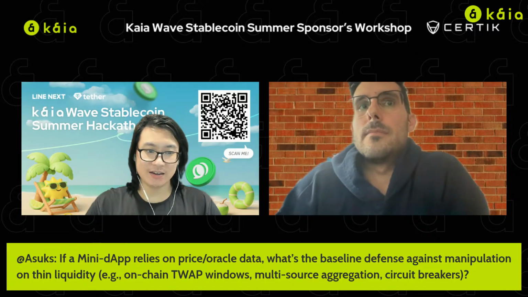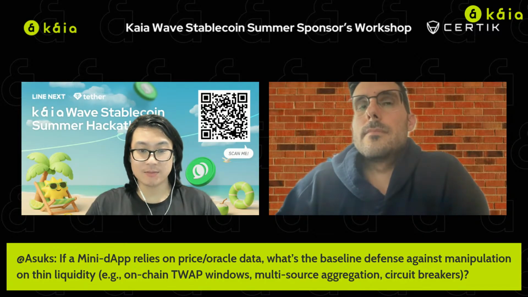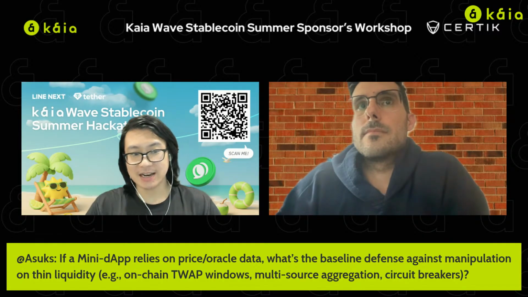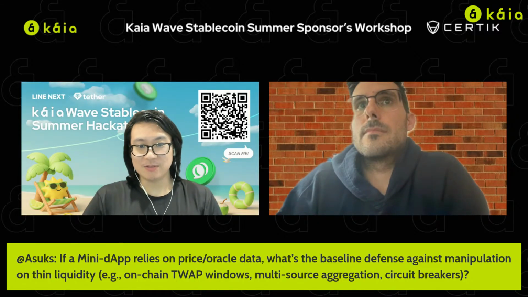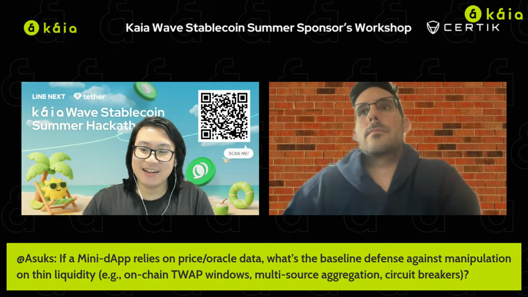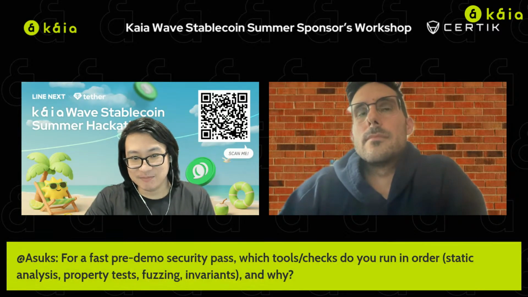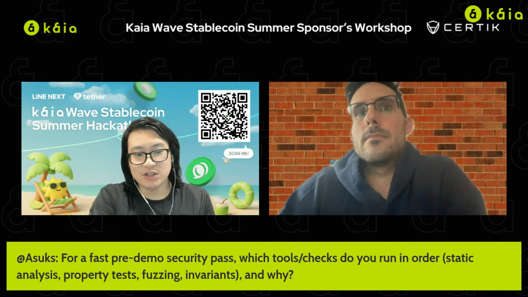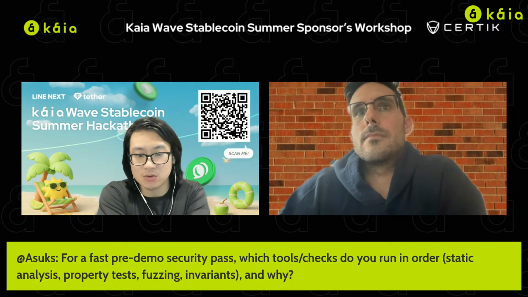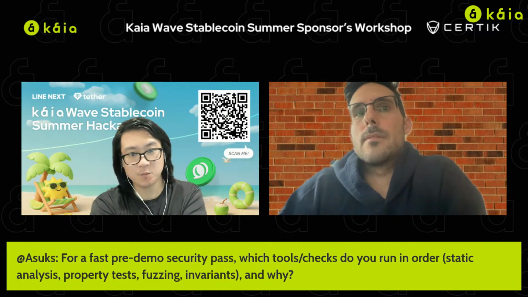Yeah, I know that a lot of participants in the chat were present at the last workshop, but maybe they just wanted more clarification from you because it's a second Certik workshop, so might as well ask all the questions you can, right? Okay, so the last question is: for a fast pre-demo security pass, which tools and checks do you run, in order? Static analysis, property tests, fuzzing, invariants, and why?